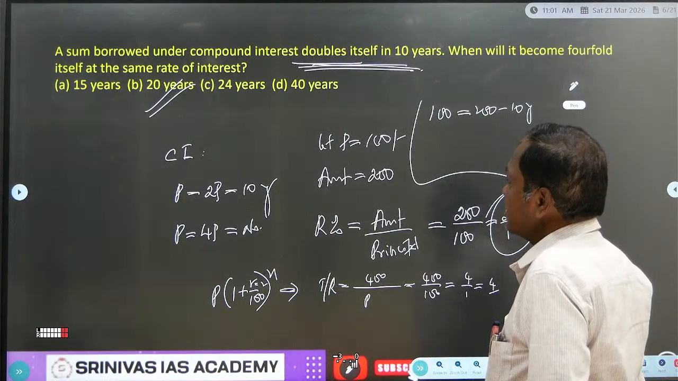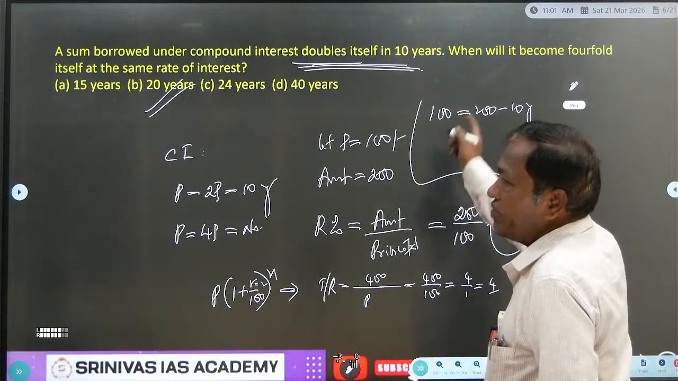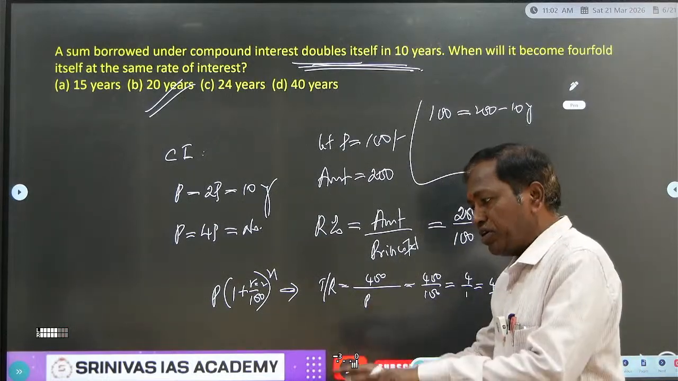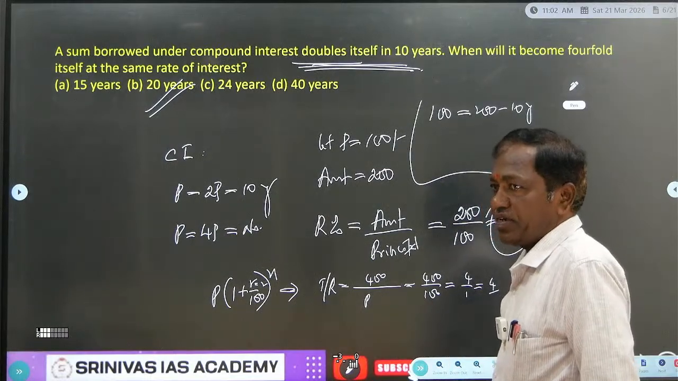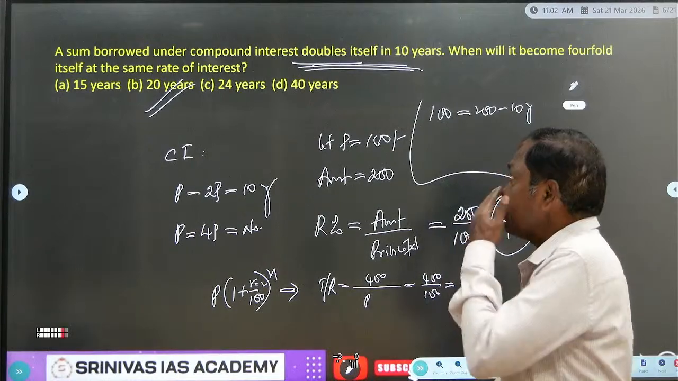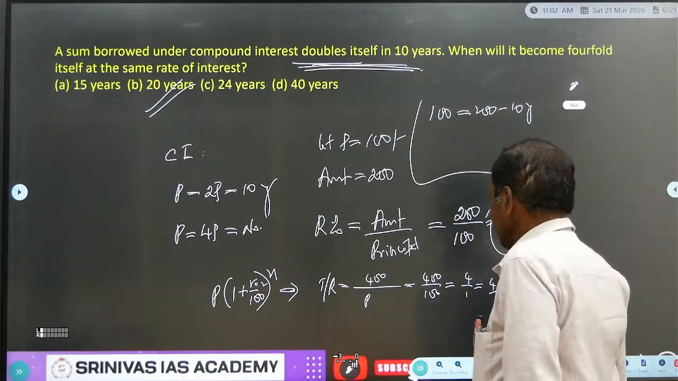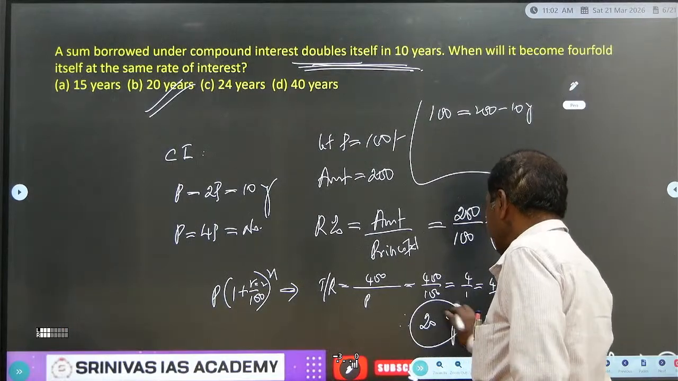Equation wise, let's see later on. Because it doubles itself in 10 years, again your 200 will be invested for some more time. 200 becomes 400. First 10, then another 10, 20 years is the time. Therefore, the answer is 20 years.